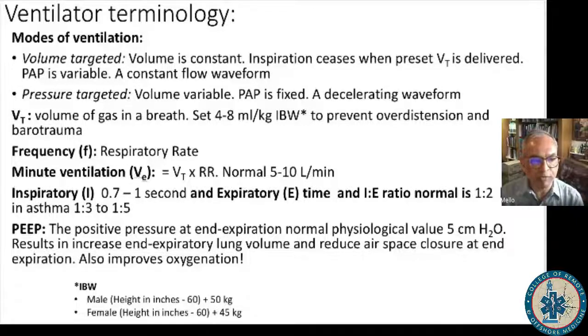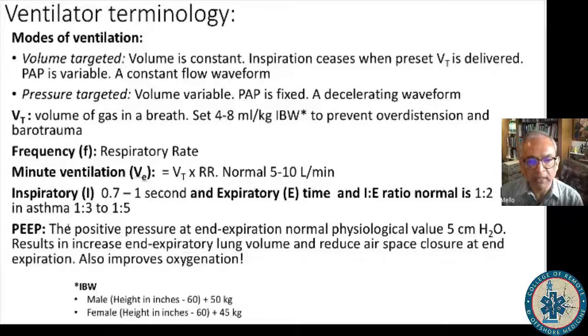The inspiratory phase is between 0.7 to 1 second, and the expiratory time is based on the ratio of the inspired to the expired time. In a normal patient, it's 1 to 2, but in asthma, you need a longer time for expiration to occur, and the I:E ratios change to 1 to 3 or 1 to 1.5.